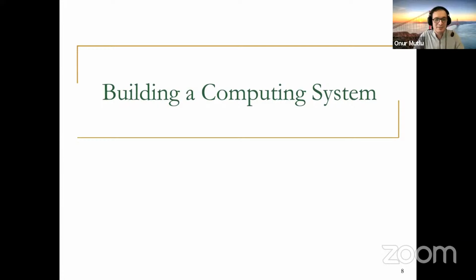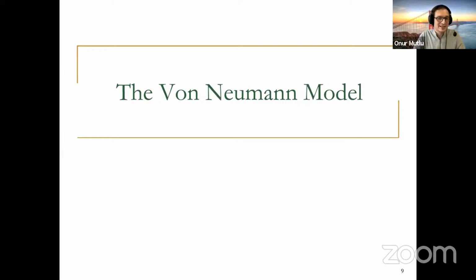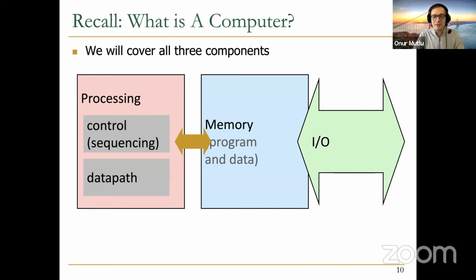Okay, so we're going to talk about building a computing system, and we will start with the von Neumann model. But before I define it, let me show you a picture that you have seen earlier, right? I showed you this picture in an earlier lecture, asking the question, what is a computer? Basically, a computer consists of three components: processing, memory, and I/O. And this is heavily influenced by the von Neumann model, as you will see in a little bit. And we will cover all three components in these lectures.